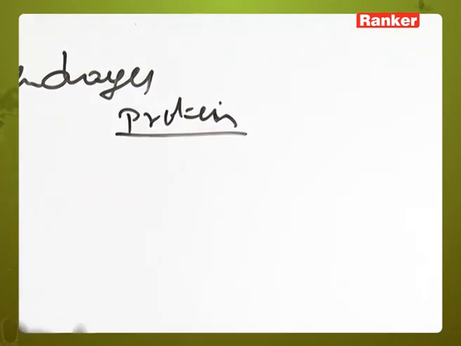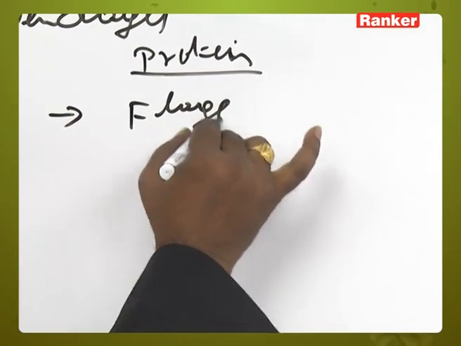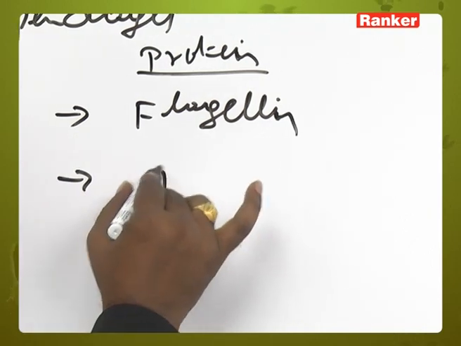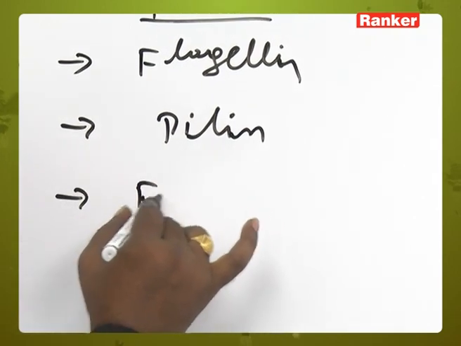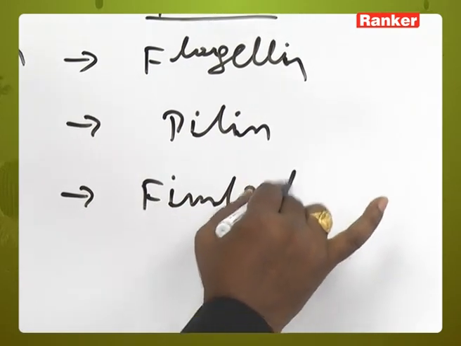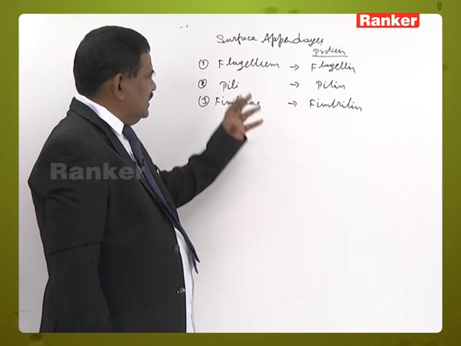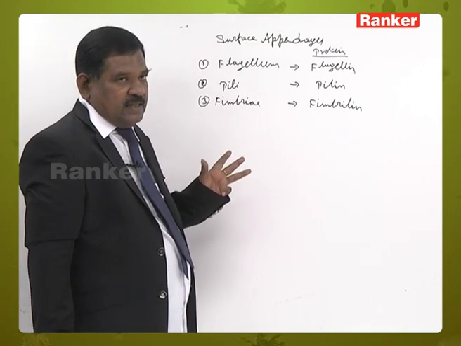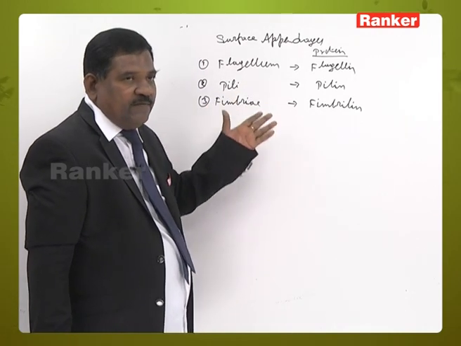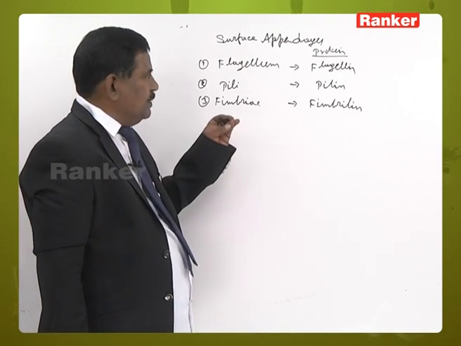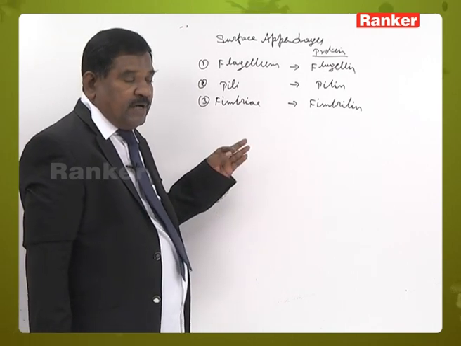Type of protein present in them: bacterial flagellum consists of flagellin protein. Pili are composed of pilin. Fimbriae are composed of fimbrillin protein. So, these are three different structures among the surface appendages, composed of three different types of proteins: flagellum of flagellin, pili of pilin, fimbriae of fimbrillin.